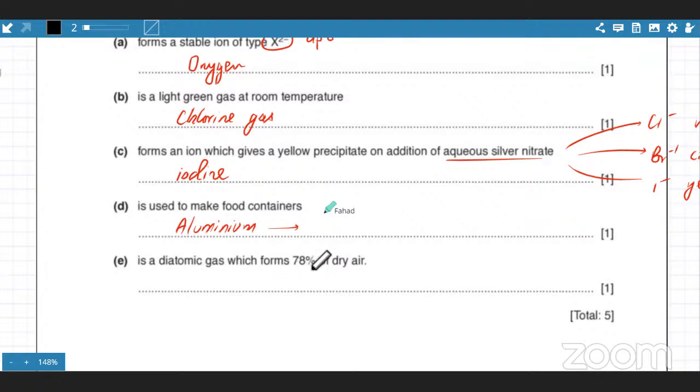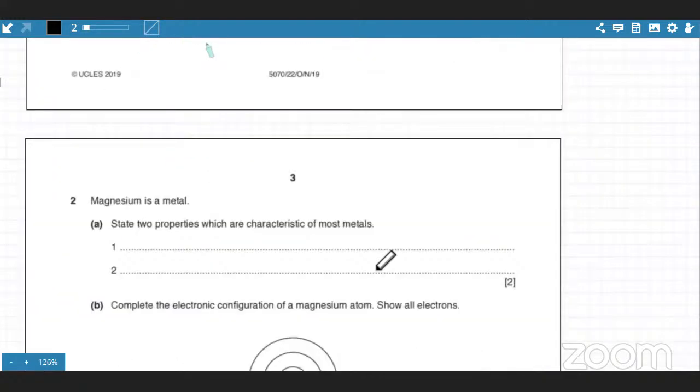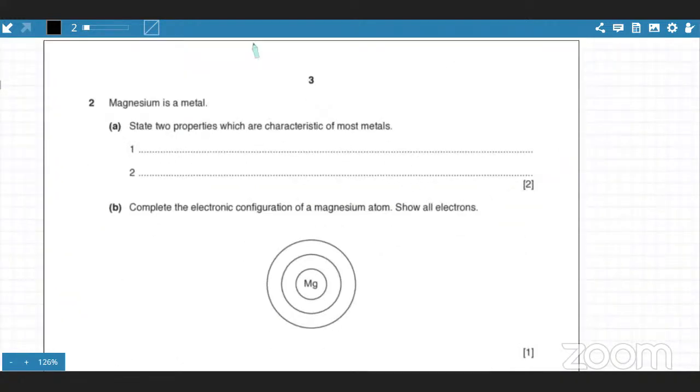Next one is a diatomic gas which forms 78% of dry air. You must know this is nitrogen gas. Air is composed of mainly two things: 21% is oxygen, 78% is nitrogen. Let's move to the next part of the question and just wait 1 minute.